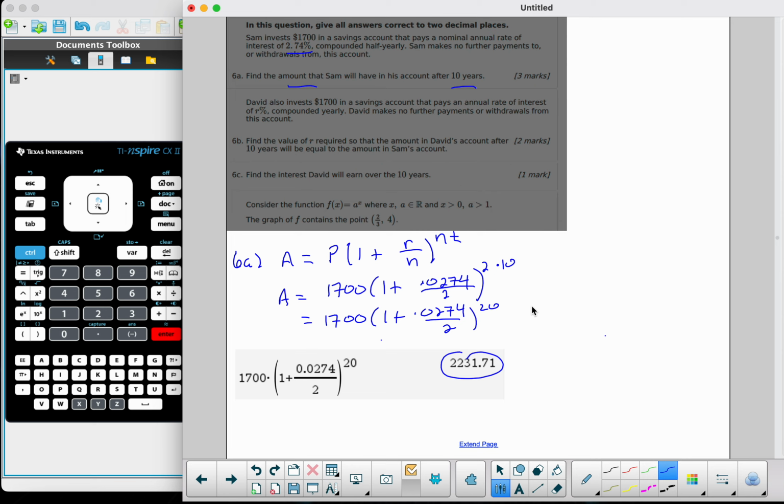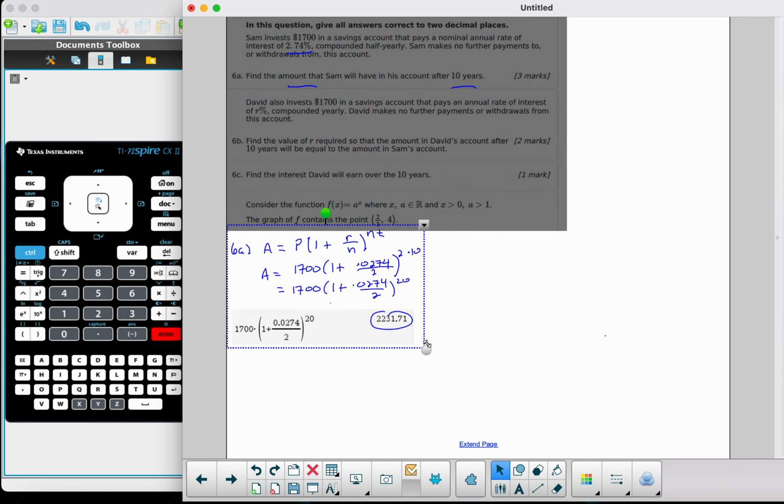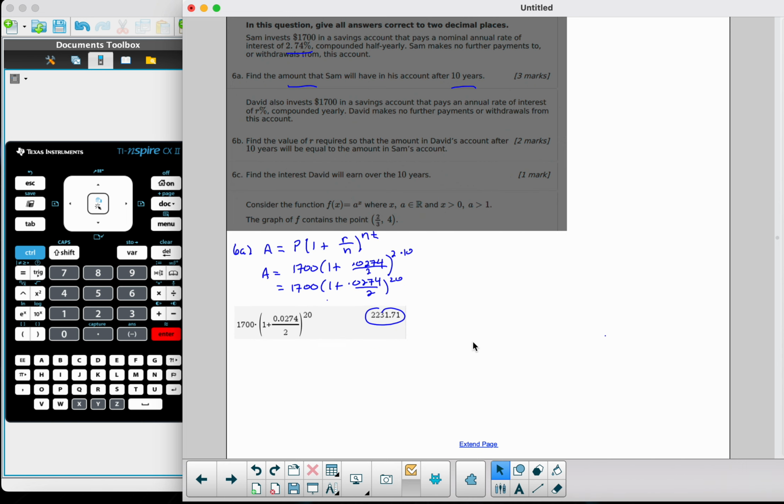All right, so let's do part B. Let's see what's going on with part B. David, that's me, also invests 1700 in a savings account that pays an annual rate of interest of R% compounded yearly. So that's once a year. David makes no further payments or withdrawals from this account. Find the value of R required so that the amount in David's account after 10 years will be equal to the amount in Sam's account.